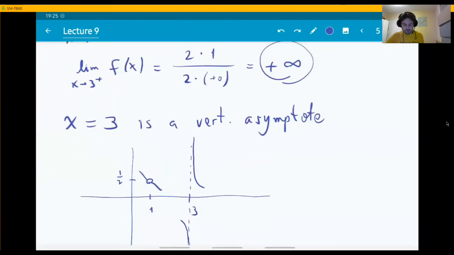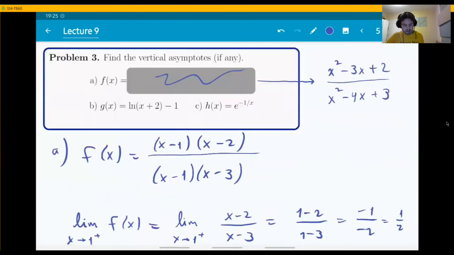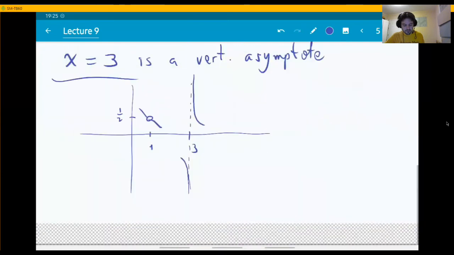All right, but this is the only vertical asymptote here. Now we can move on to item B. B is g of x equals ln of x plus 2, minus 1.